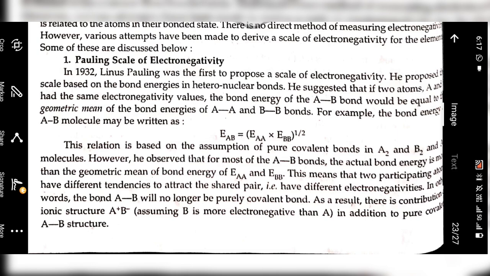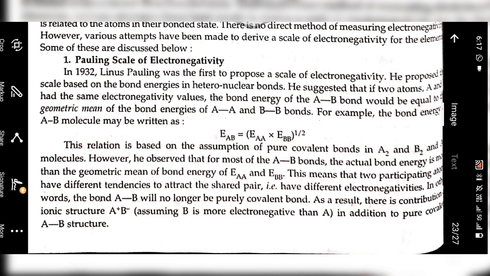This relation is based on the assumption of pure covalent bond in A2, B2 and AB molecules. However, he observed that for most of the AB bonds, the actual bond energy is more than the geometric mean of the bond energies EAA and EBB. This means that the two participating atoms have different tendency to attract the shared pair and have different electronegativities. In other words, the bond AB will no longer be purely covalent.